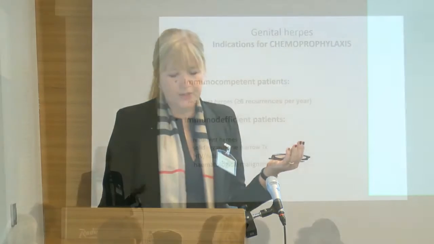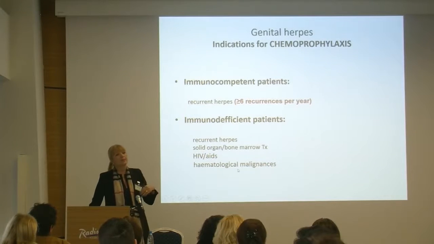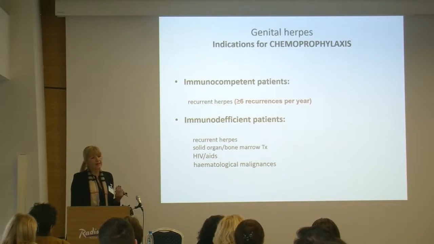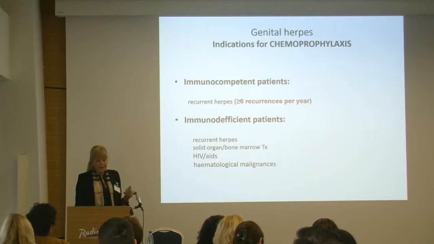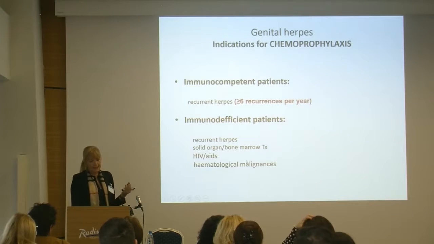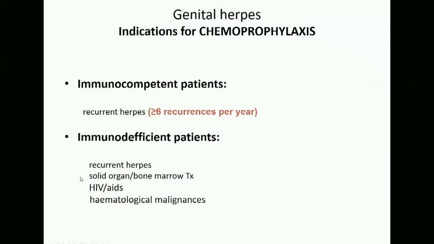which means that you can give small dosages of drugs once a day, not for 1 month or 2 months. You can have a really prolonged period of giving this chemoprophylaxis. When it comes to immunodeficient patients, of course, chemoprophylaxis of herpes is much more common, as you know. It's the case in recurrent herpes, in transplant patients, in HIV/AIDS patients, and of course in patients with hematological malignancies.